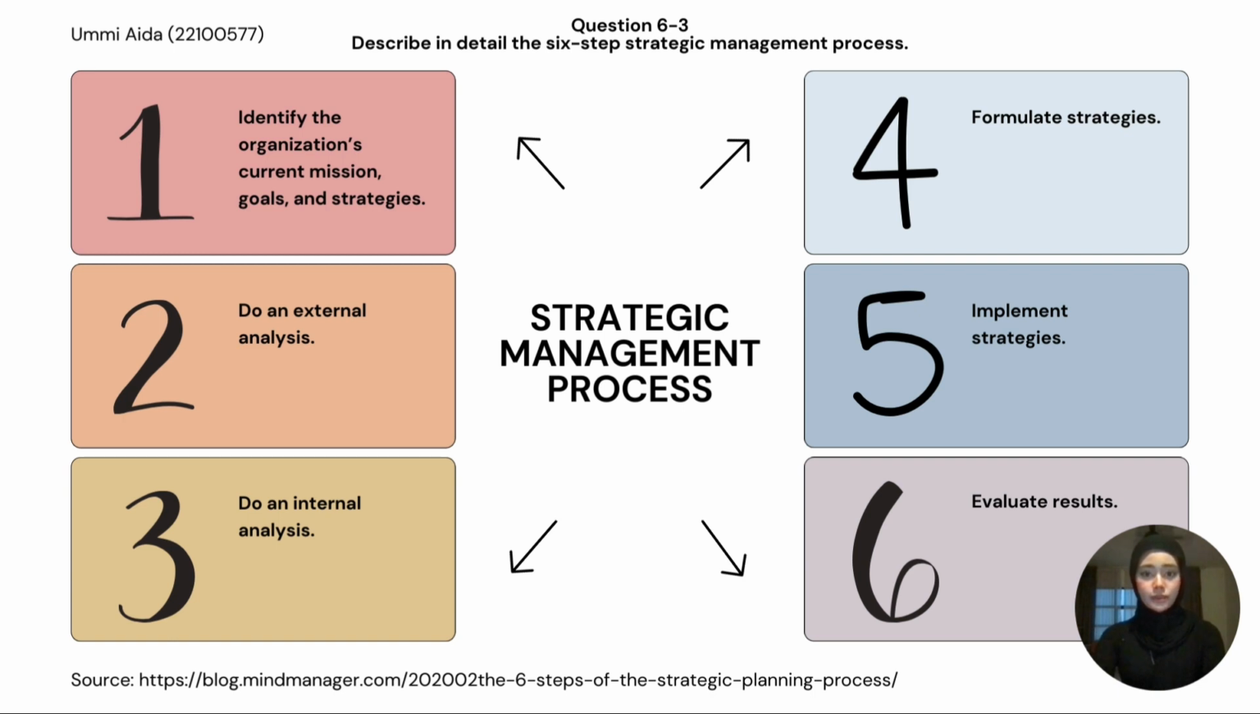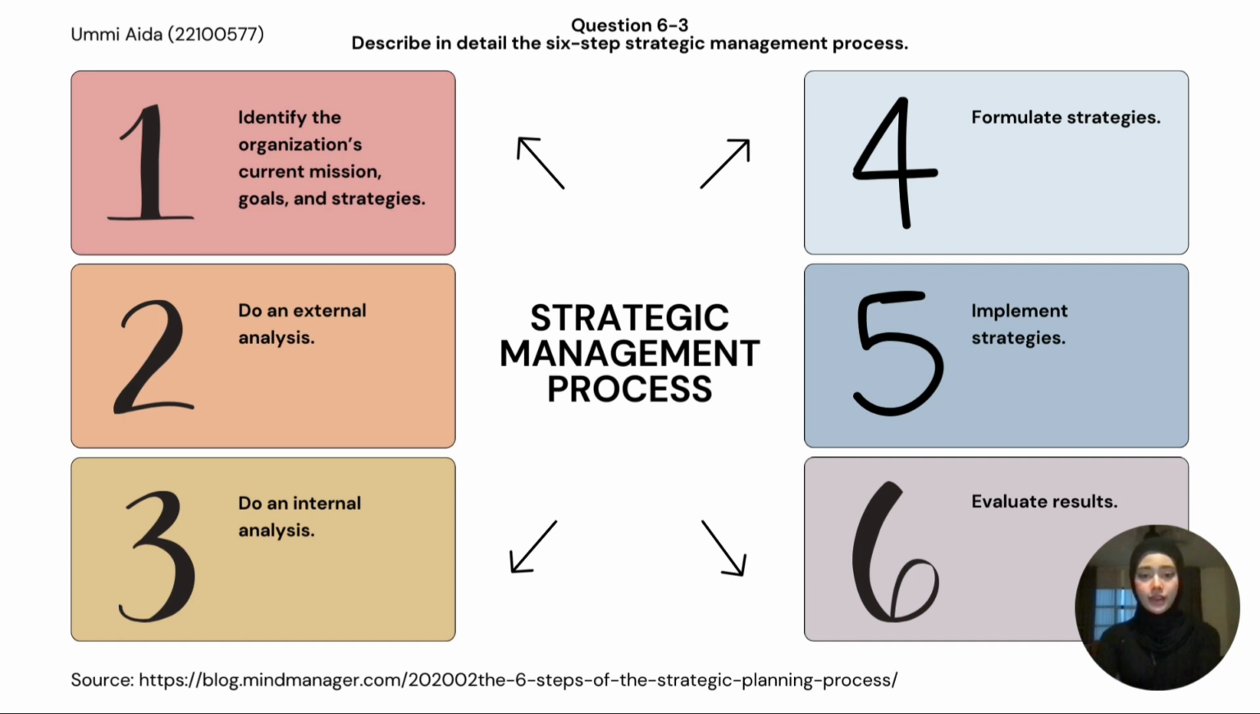The fifth step is to implement strategies. With strategies now defined, plans are put into action. Resources are allocated, structures and systems are aligned, and people's efforts coordinated according to the chosen strategies. Effective execution is critical at this stage to achieve intended objectives.